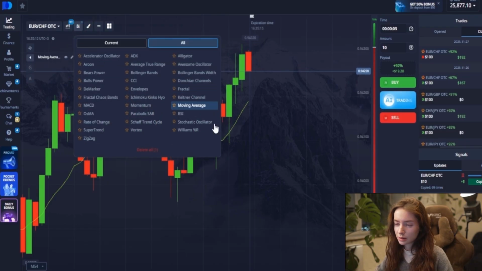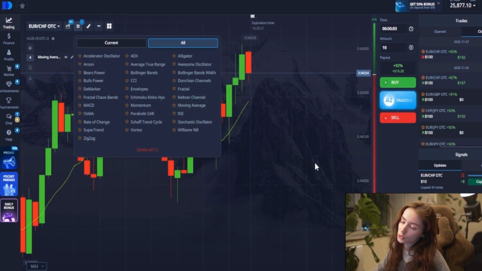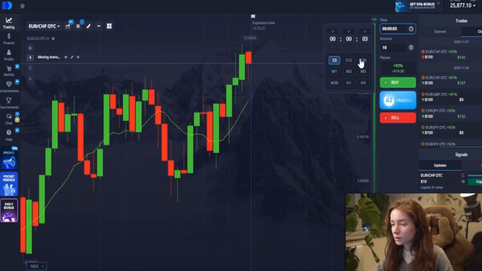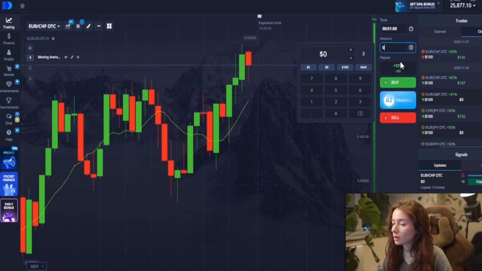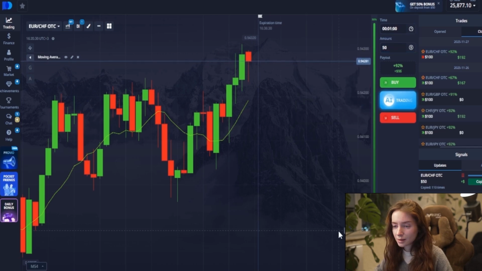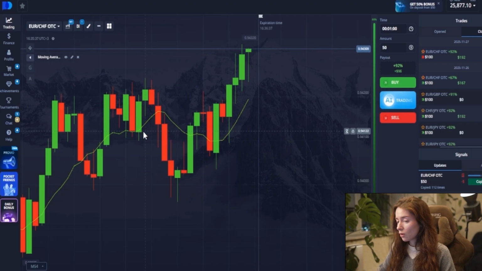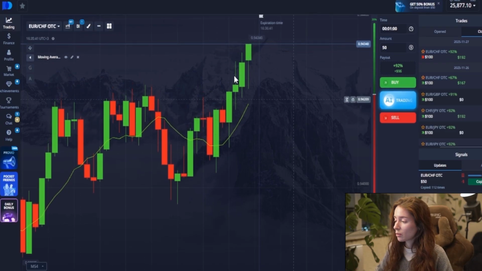The first indicator is a moving average. This is a moving average line that shows the average price of the period you choose. Our time frame is 1 minute. We'll also open the order for 1 minute. I'll set the parameters I'm going to use right away. So the simple strategy based on this indicator is to trade in the direction of the trend. When the price is above the moving average line, the trend is upward.